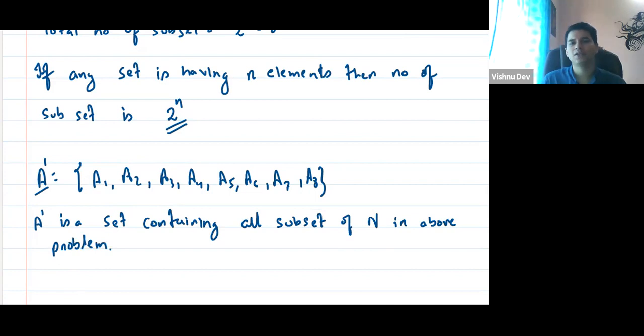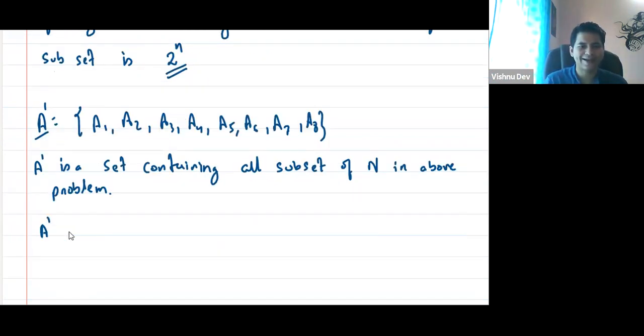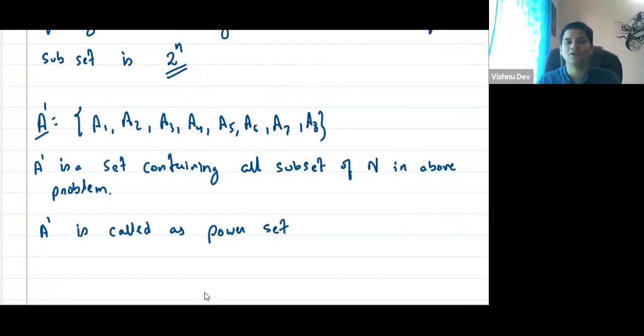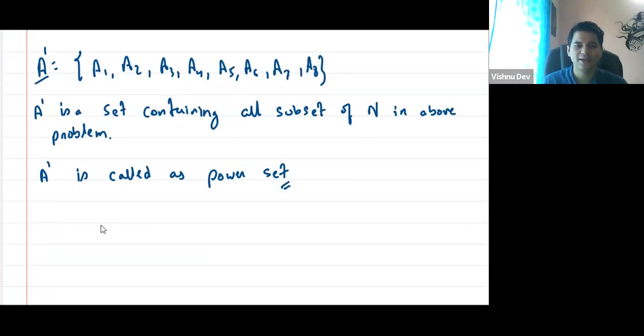Clear? So what will we call A dash? A dash should also have a name, right? So this A dash is called a power set. Any set which contains all the subsets of a given set is called a power set, right?